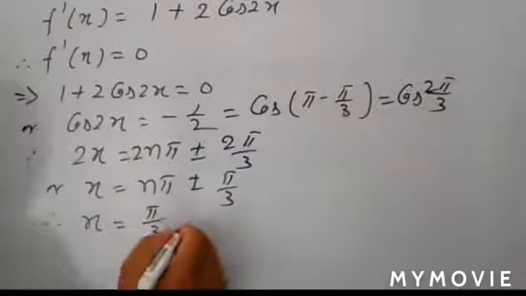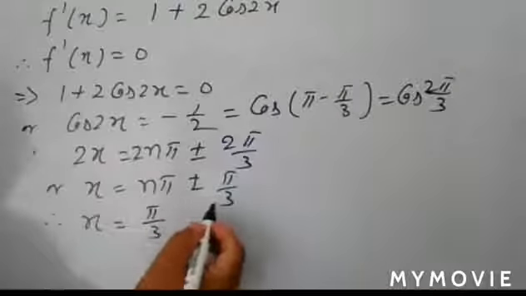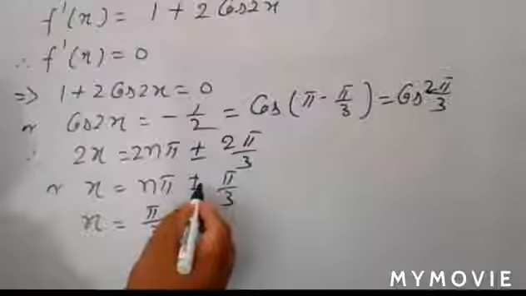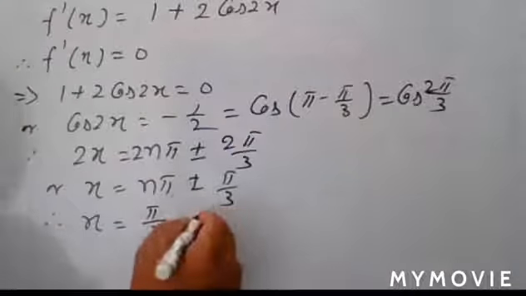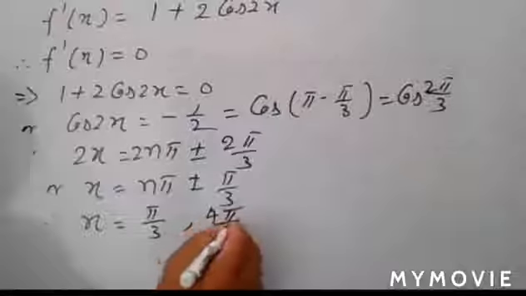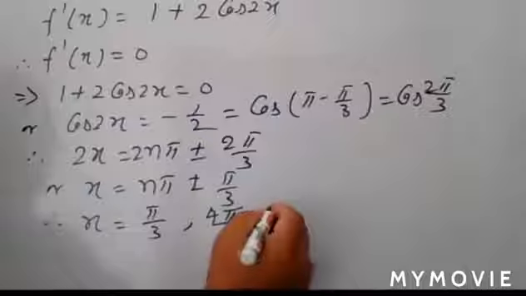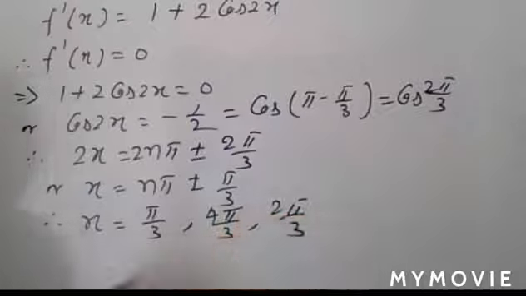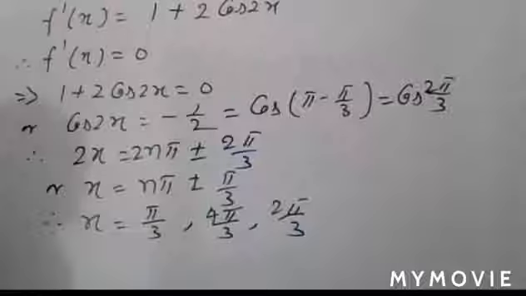Now if you put n is equal to 1, just check it. If you take the positive value, then your value is 3 plus 1, 4 pi by 3, so that value can also be taken, 4 pi by 3. And if you take the negative value, you have 2 pi by 3. So here you take all these values: pi by 3, 4 pi by 3, and 2 pi by 3.